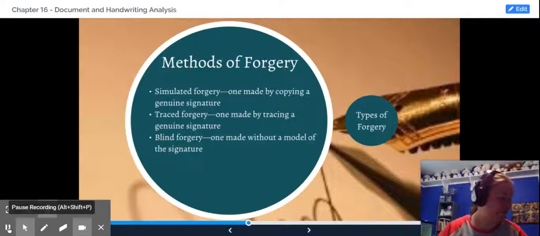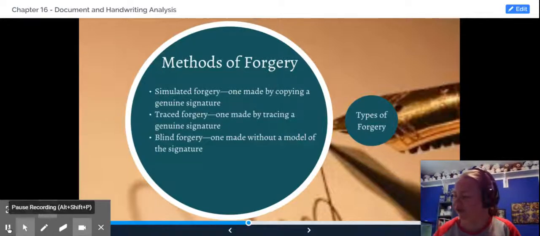All right, forgery. There are 3 types of forgery that I want you to know: simulated forgery, trace forgery, and blind forgery. A blind forgery is where you don't have a model of the signature, so you just sign it yourself. These are usually in petition frauds or anonymous harassing subscriptions, criminal and civil cases. Investigators have the highest rate of identifying this one.